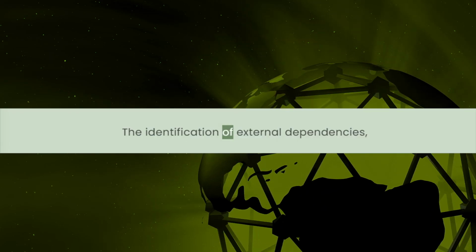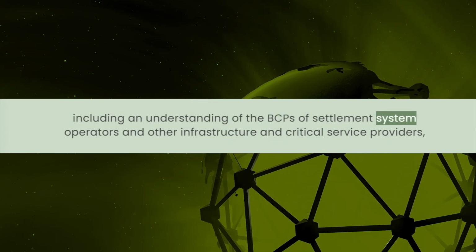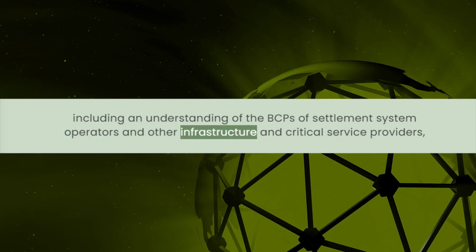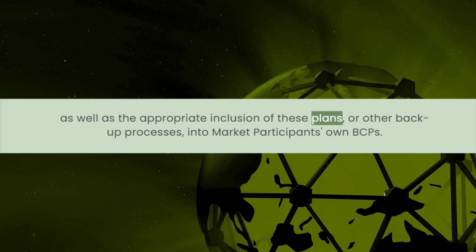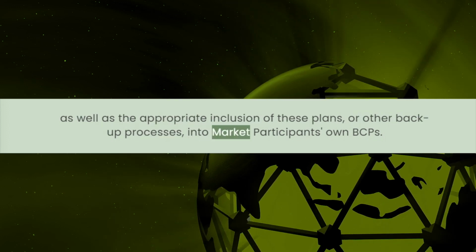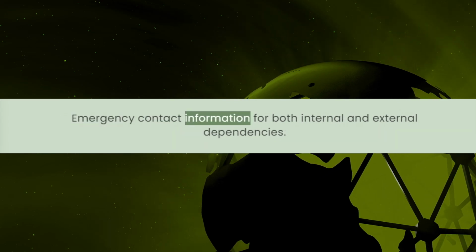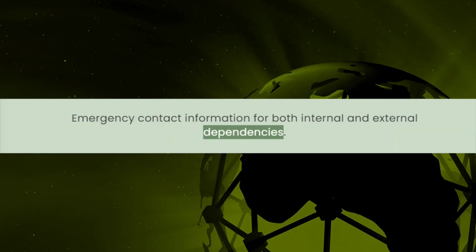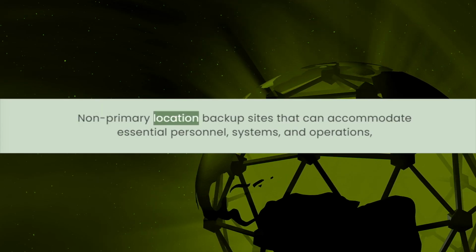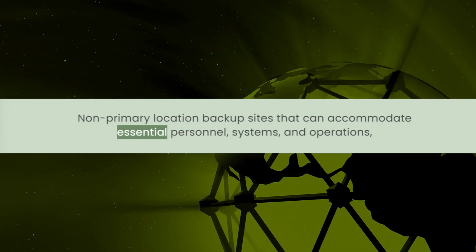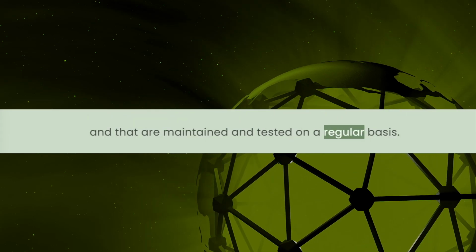The identification of external dependencies, including an understanding of the BCPs of settlement system operators and other infrastructure and critical service providers, as well as the appropriate inclusion of these plans or other backup processes into market participants' own BCPs. Emergency contact information for both internal and external dependencies. Communication tools should be secure. Non-primary location backup sites that can accommodate essential personnel, systems, and operations, and that are maintained and tested on a regular basis.